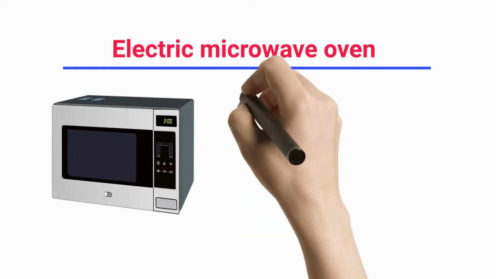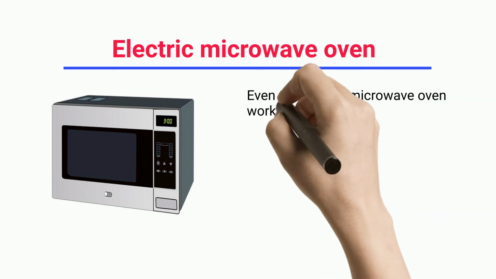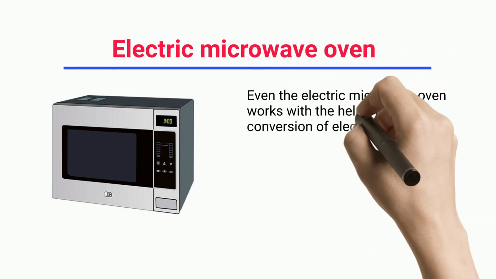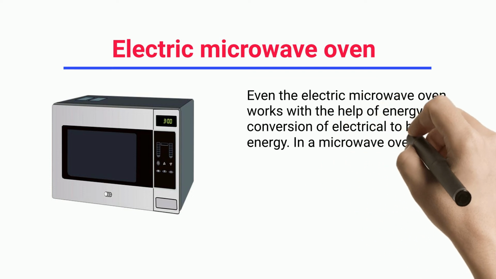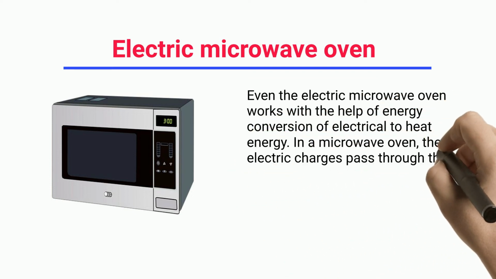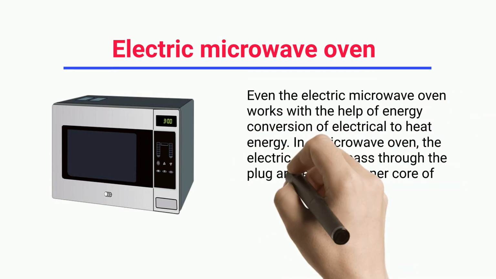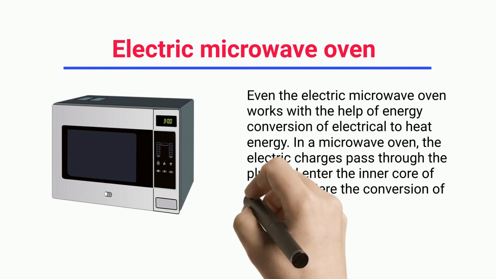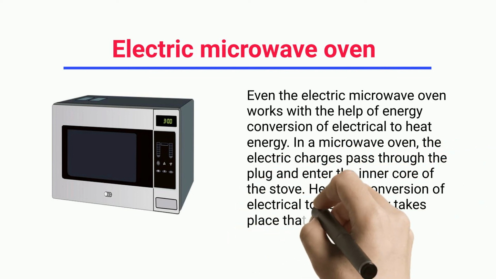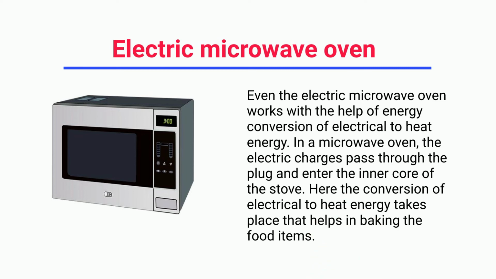Electric microwave oven. Even the electric microwave oven works with the help of energy conversion of electrical to heat energy. In a microwave oven, the electric charges pass through the plug and enter the inner core of the stove. Here the conversion of electrical to heat energy takes place that helps in baking the food items.